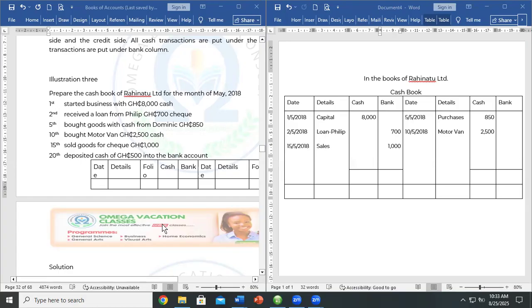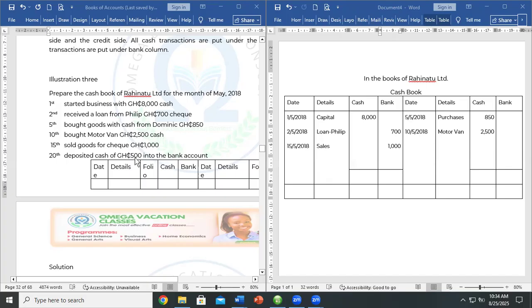You debit bank and you credit cash. Do we agree, Portia and Augustine? Sir, please, can you come again? He said debit bank and credit cash, and I'm asking if you agree. Yes, please. Okay, I agree. Good. So that is it. You debit bank and you credit cash, right?